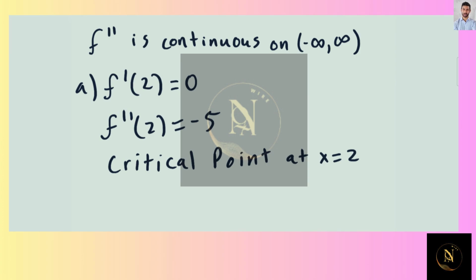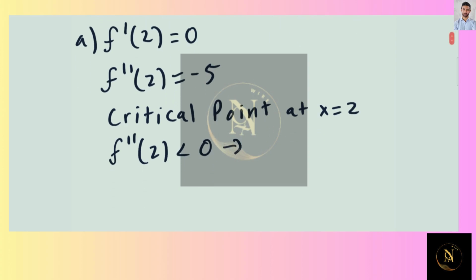Since the sign of our second derivative at x is equal to 2 is negative, so since the second derivative at x equal to 2 is less than 0, that means that this is a local maximum. So we know that we have a local maximum, and this is from the second derivative test at x is equal to 2. If the second derivative was greater than 0, then it would have been a local minimum. So what we can tell from f prime of 2 being equal to 0 and f double prime of 2 being equal to negative 5 is that we have a local maximum at x is equal to 2.